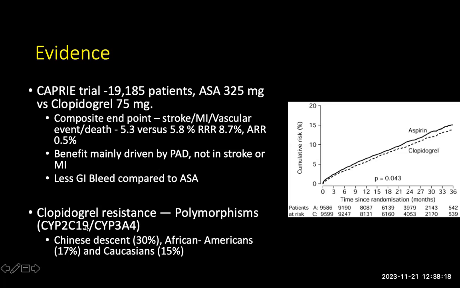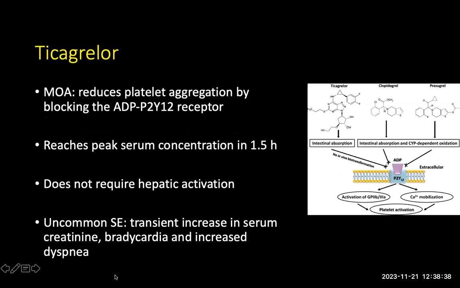The CYP2C19 enzyme mutation can be seen in as many as 30 to 50% of East Asians, about 20 to 30% of South Asians, about 20% of African Americans, and about 15% of Caucasians. So it may be some concern for giving Plavix in these patients.